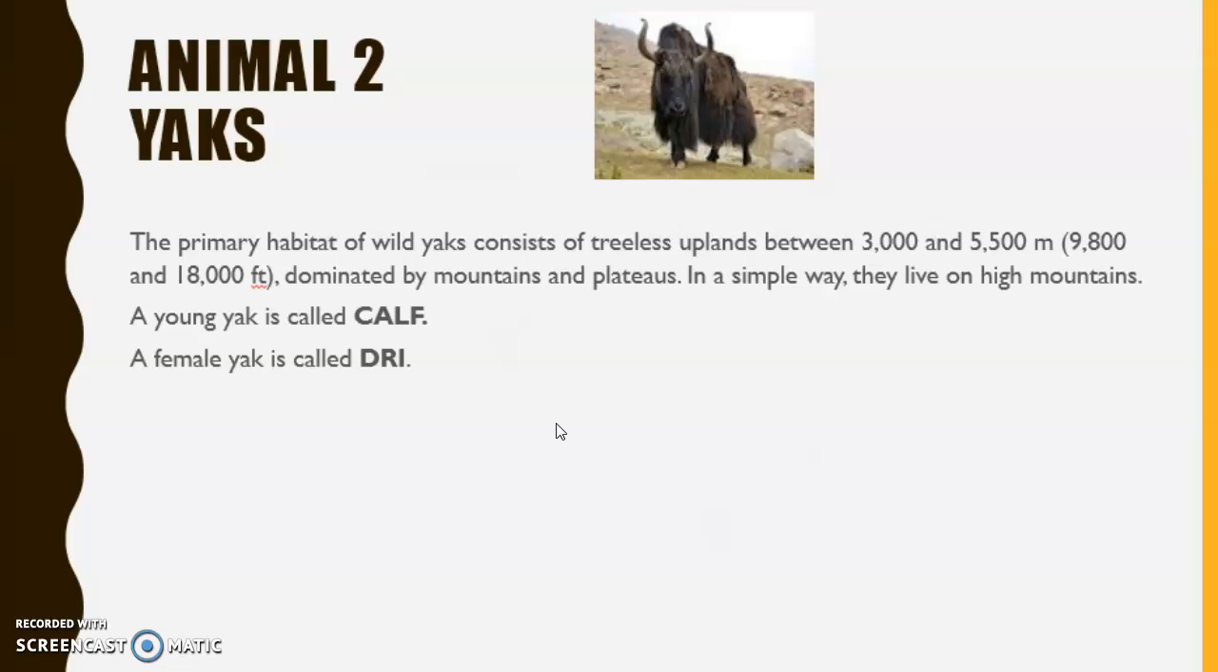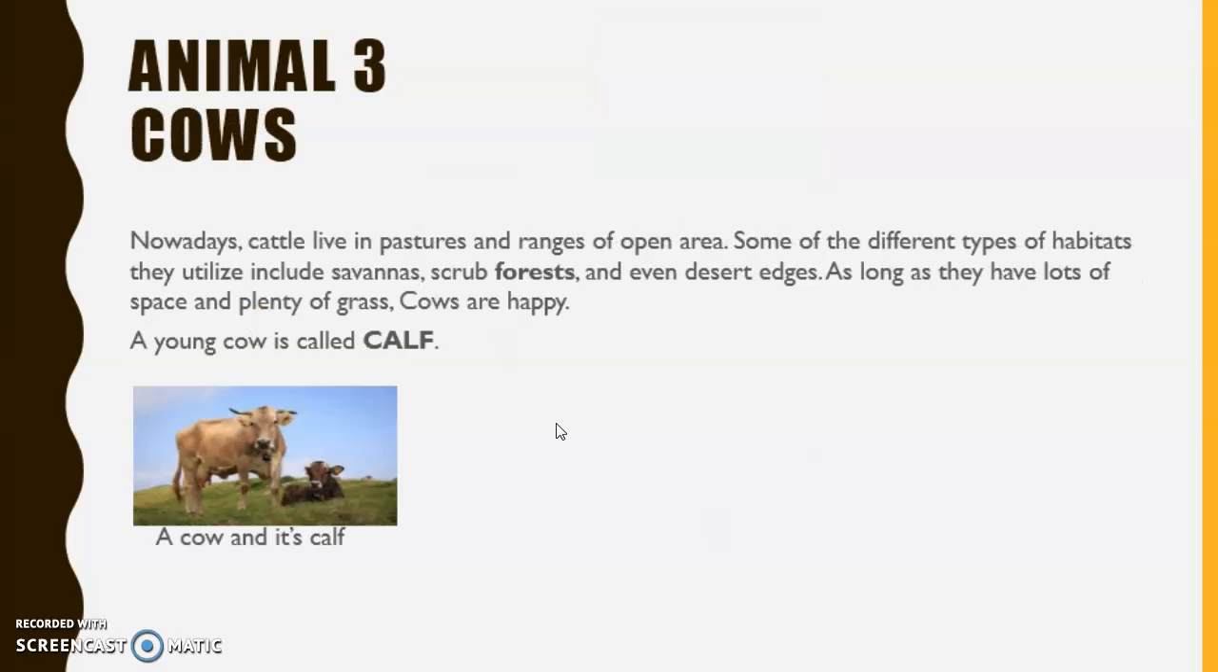So how are they adapted? It is because their skin have the fur which can protect them from severe coolness. Okay, and then it mostly lives in mountains and plateaus, and in a simple way they live in high mountains. So a young yak is called a calf.